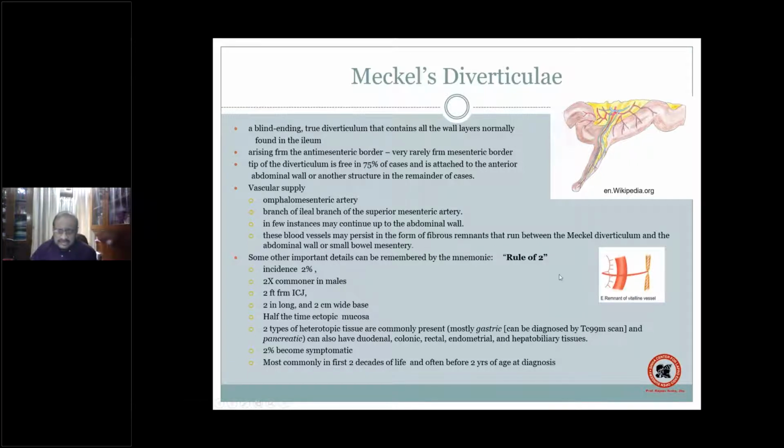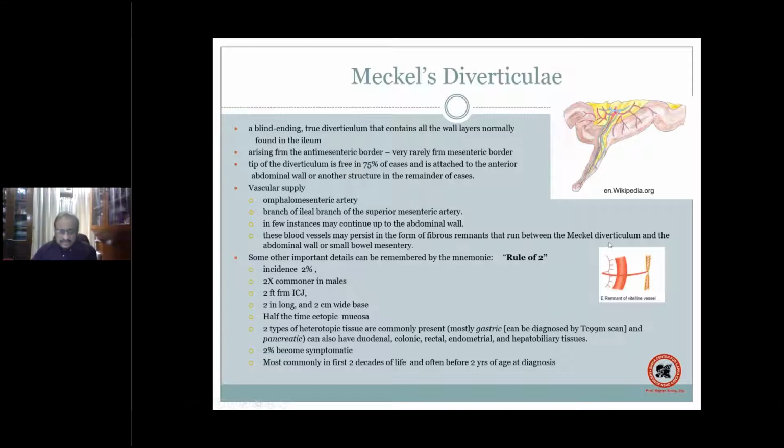Now, these blood vessels, as I just told you in the last slide, can persist as a fibrous remnant, and this forms a cord-like stretch between the ileum and the anterior abdominal wall, which leads to great problems. Or it can give rise to volvulus formation and could be a cause of later development of intestinal obstruction. Now, as far as the other details of Meckel's diverticulum are concerned, the rule of two is a very handy mnemonic for remembering the details of Meckel's diverticulum.